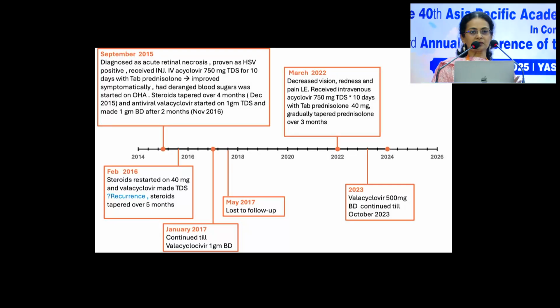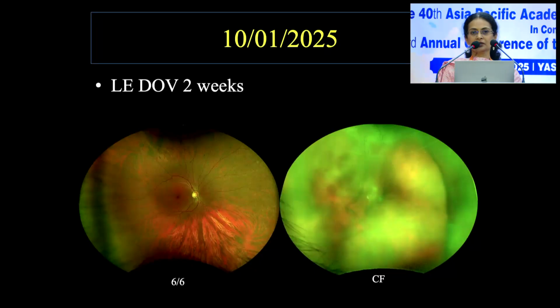So this was basically the flow: September 2015, 2016, then recurrence in March 2022, and 2023 he was fine on maintenance dose. So this year again we saw him in January. He's a very well educated gentleman from a very good family. He's very much aware of his symptoms, of his treatment, very compliant regarding his treatment.